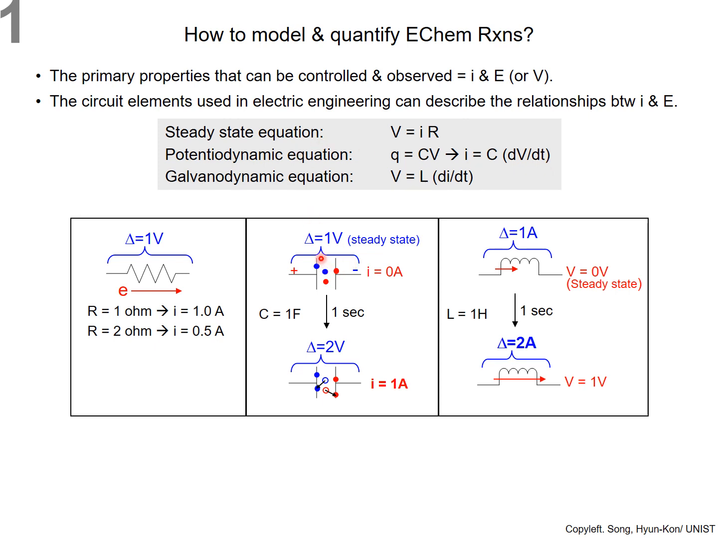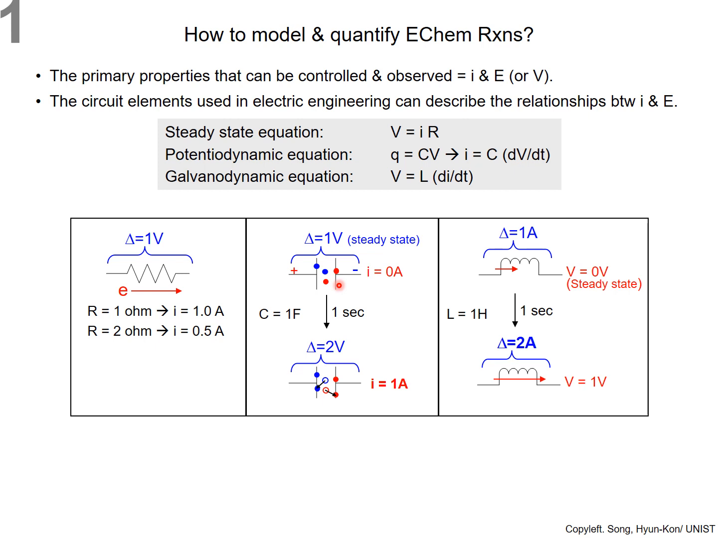Look at the shape of the symbol for the capacitor. We have just two plates. Between them, nothing is there. Then at the steady state, everything is on its own side, and of course no charge carriers are moving between the electrodes, so current is 0.